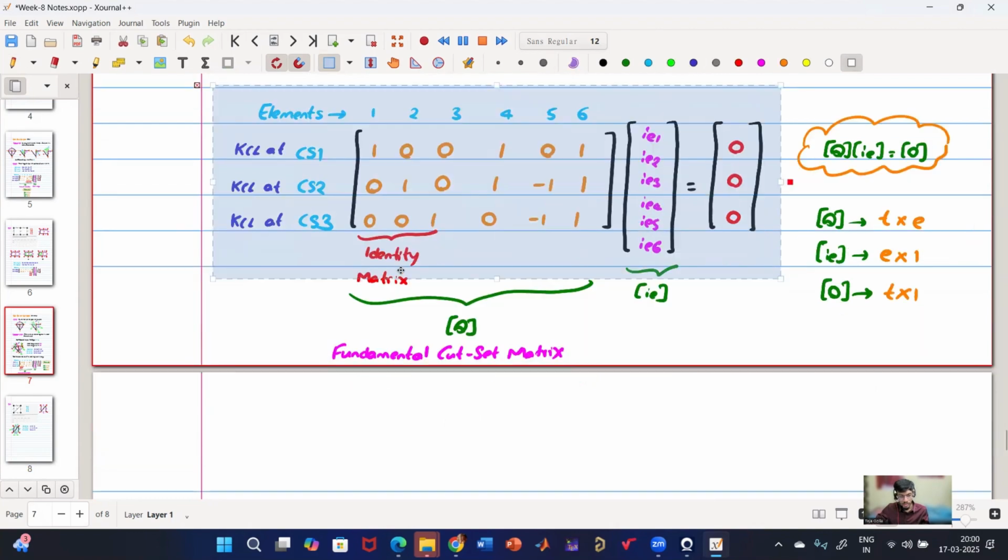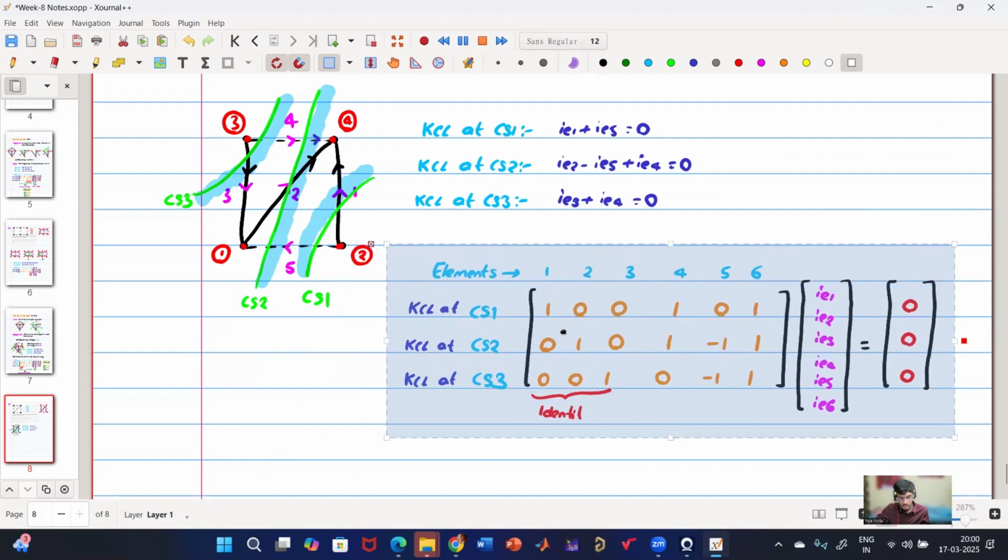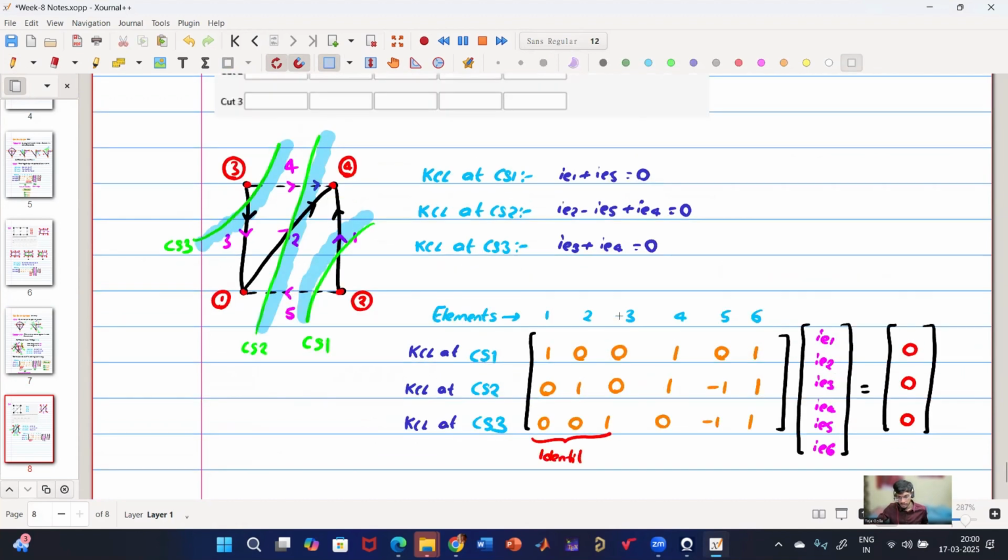Yeah. So now let us quickly draw the matrix. So instead of 6 elements, we have 5, but we have 3 cut sets. So let us draw. So we have 5 elements. So I'll arrange this.